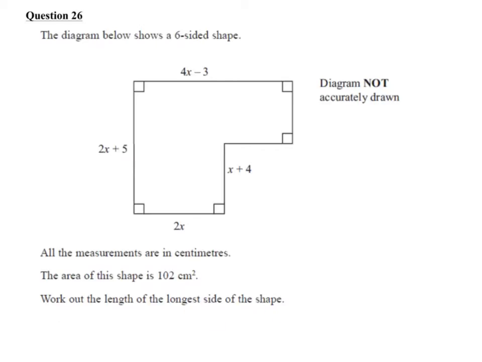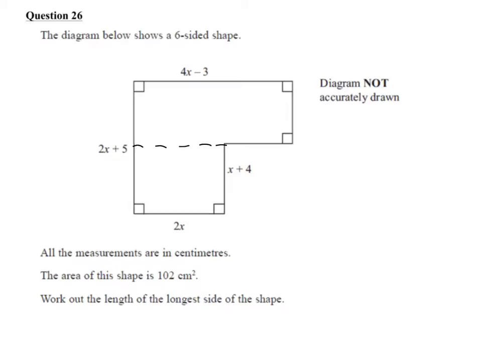So we can work out an expression for the area and connect that to 102, and that should enable us to solve that equation. I've said expression, but we can form an equation because we know the area of the shape is 102, solve for x, and then work out the longest side. So we need to split this six-sided shape into two rectangles, and I'm going to do it across here.